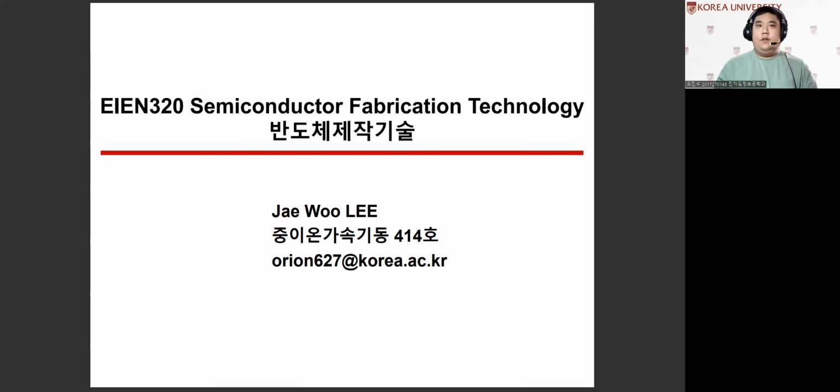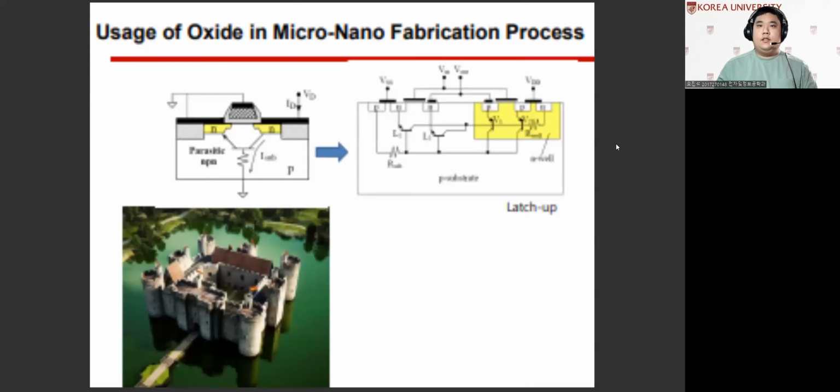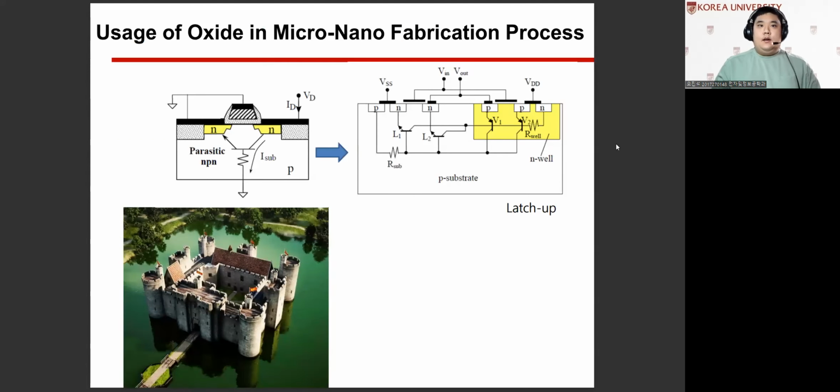Hi, in this video, we're going to have a quick discussion about the oxidation process. In the semiconductor fabrication process, oxidation is really important to isolate the NFETs and PFETs from each other. Without any isolation process, the NMOS and PMOS will have internal NPN or PNP transistors that make a latch structure.